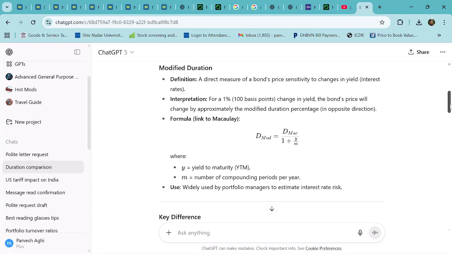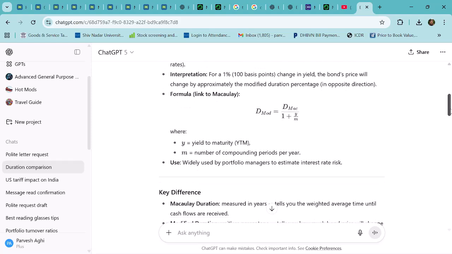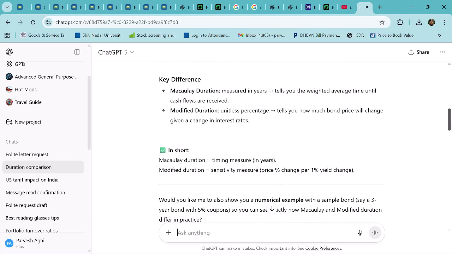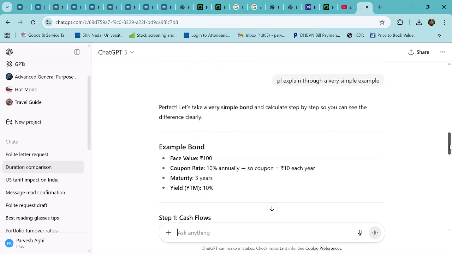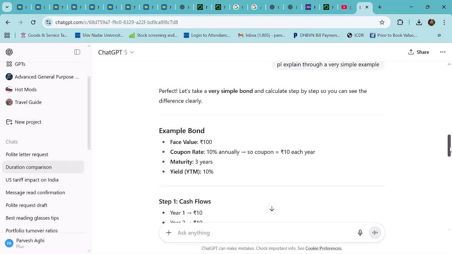Okay, fine. So what we do is we just skip this calculation and see the key difference. Okay, just read this key difference. Macaulay duration, measured in years, tells you the weighted average time until cash flows are received. Modified duration, a unitless percentage, tells you how much the bond price will change given a change in interest rates. Okay, so now let me just see a numerical example. Okay, read this.